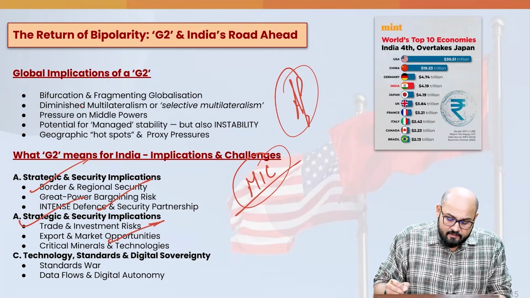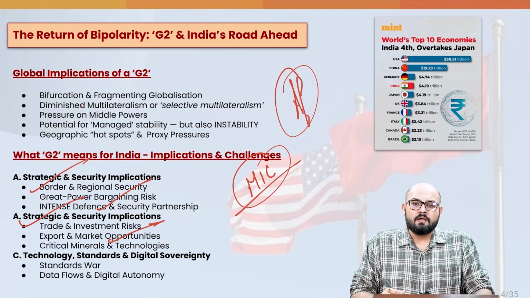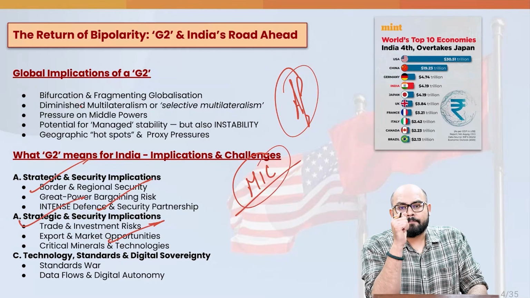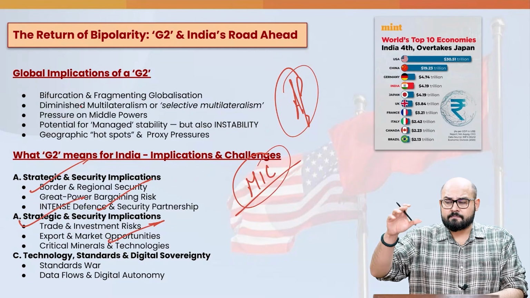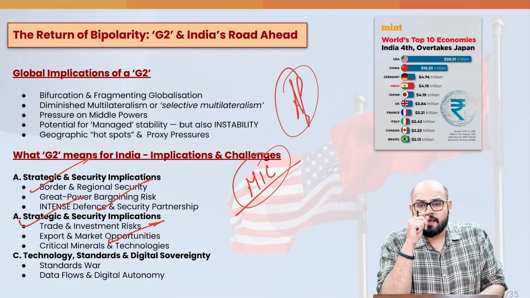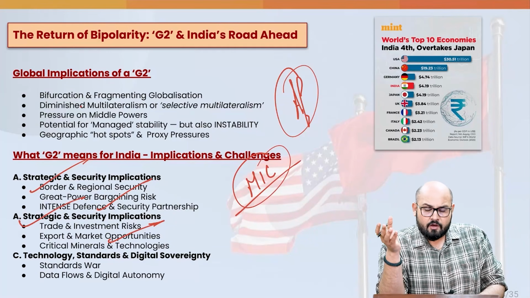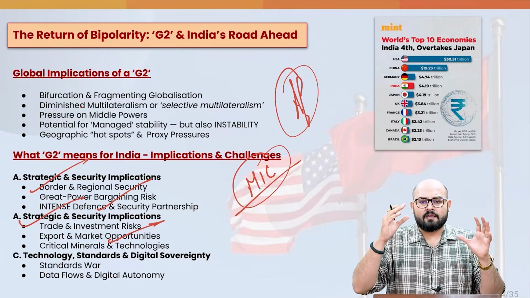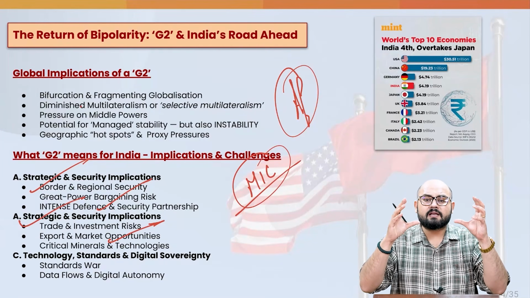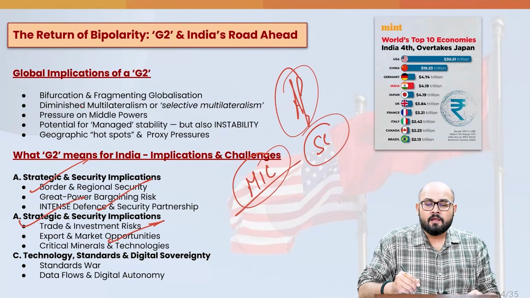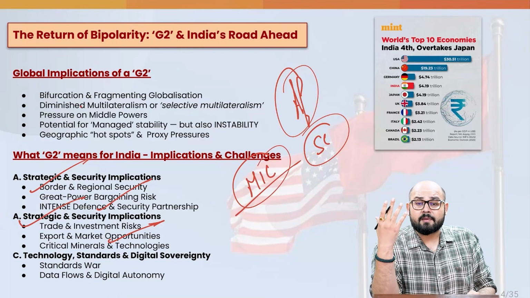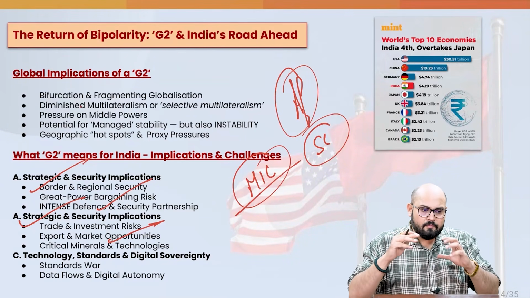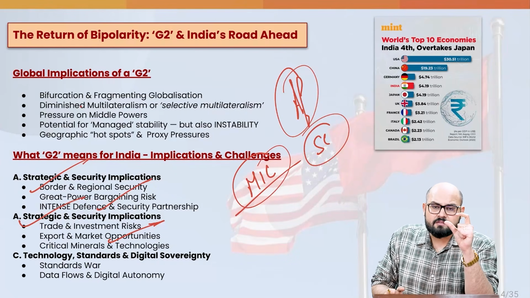Then we have critical minerals and technologies. Very important. China can use its dominant position with respect to the refining and processing of critical minerals as a bargaining chip, which it has already been doing. Because India is also slowly enhancing its base with respect to critical technologies, be it semiconductors or artificial intelligence. India is coming up with data centers, right? So we also need the supply of these rare earth elements.